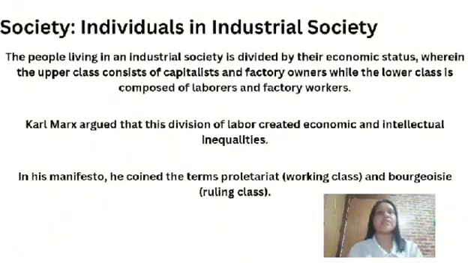The people living in an industrial society are divided by their economic status, wherein the upper class consists of capitalists and factory owners, while the lower class is composed of laborers and factory workers. Karl Marx argued that this division of labor created economic and intellectual inequalities. In his manifesto, he coined the terms proletariat, the working class, and bourgeoisie, the ruling class.